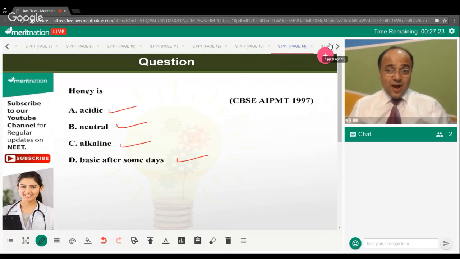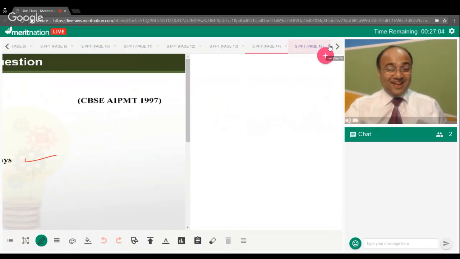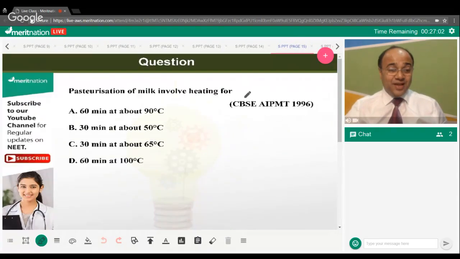Okay. Umbreen says it is option A. What about others? Lavi says option B. Nikhil says option A. Okay, well. Meghna, you are absolutely right. Nutan, the correct answer is option A. Honey is acidic, surely. Slightly acidic. Yes, Anjali, option A is correct. Okay, let's move on to the next one.